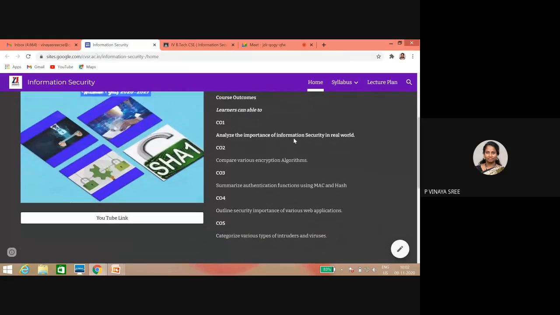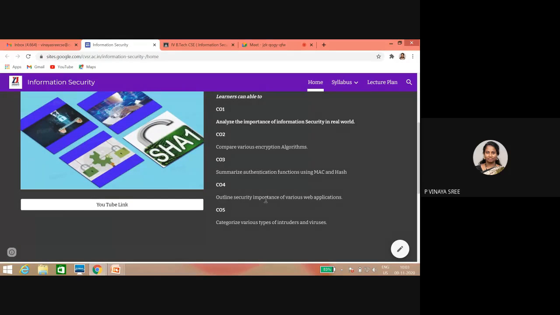Upon completing Unit 1, we can analyze the importance of information security in the real world. Second unit will compare various encryption algorithms. The third unit, as we discussed just now, is authentication, summarizing authentication functions using MAC and hash. The fourth unit is about online applications, outlining the security importance of various web applications. Finally, the fifth unit, as discussed, characterizes different types of viruses, firewalls and intruders.